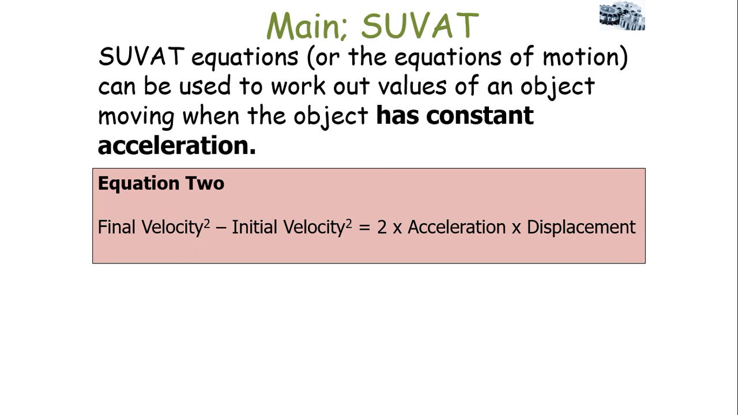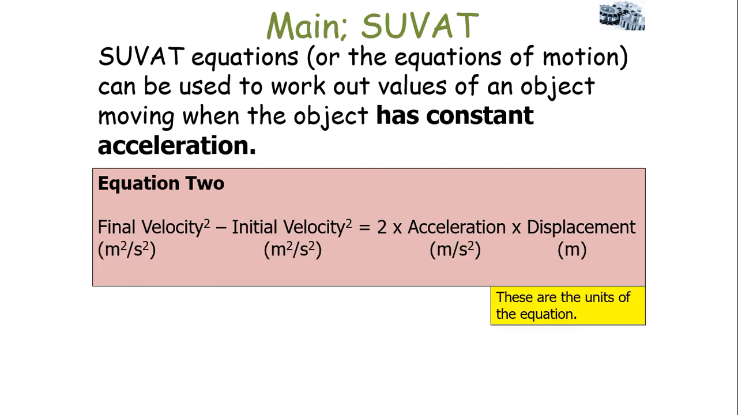And that is the final velocity squared minus the initial velocity squared equals 2 times the acceleration times the displacement. Now, once we put our units in, we know that it's meters squared per second squared. That's because it's velocity squared, so therefore the units then square. Acceleration is meters per second squared, and the displacement is in meters.